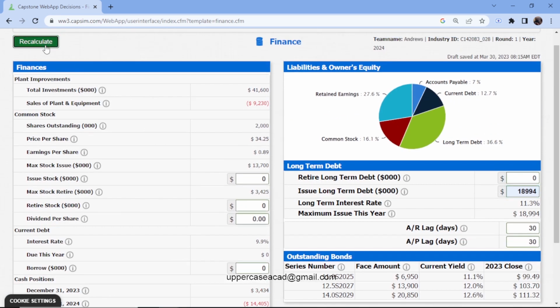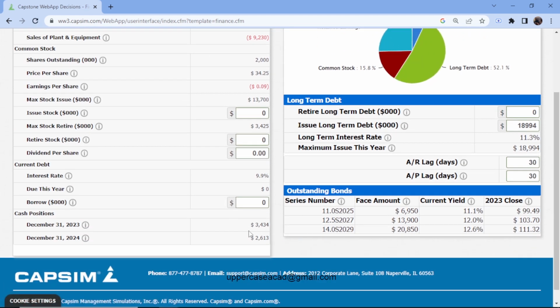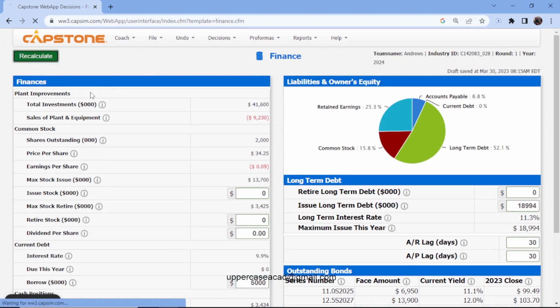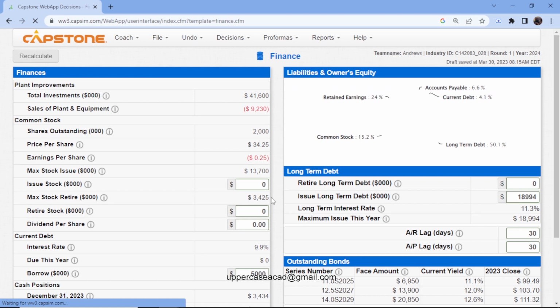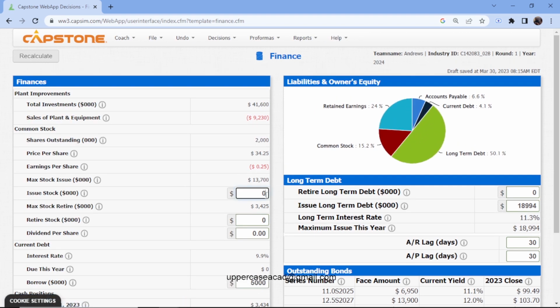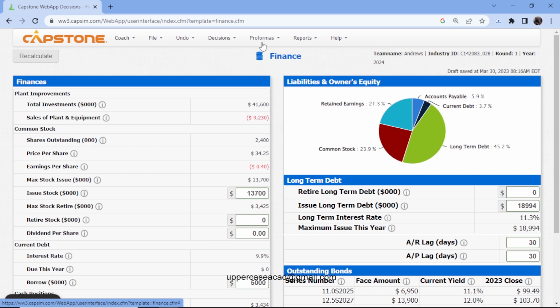So I'll come and recalculate. Then again, for this one, I'll issue 5,000. And because I want to balance my cash position, I'll issue stock worth 13,700. So that's it for today, guys. Those were my decisions for round 1.